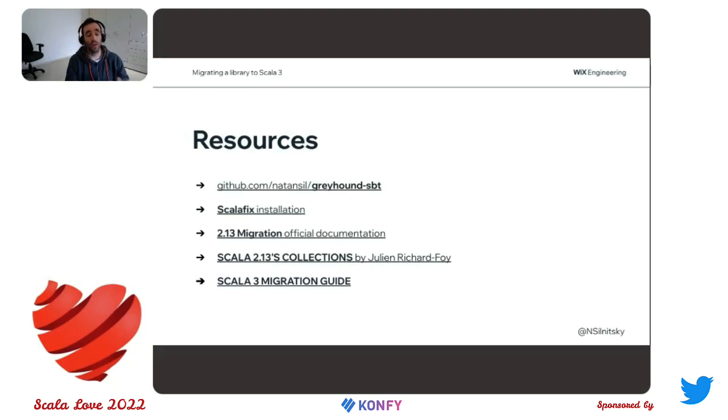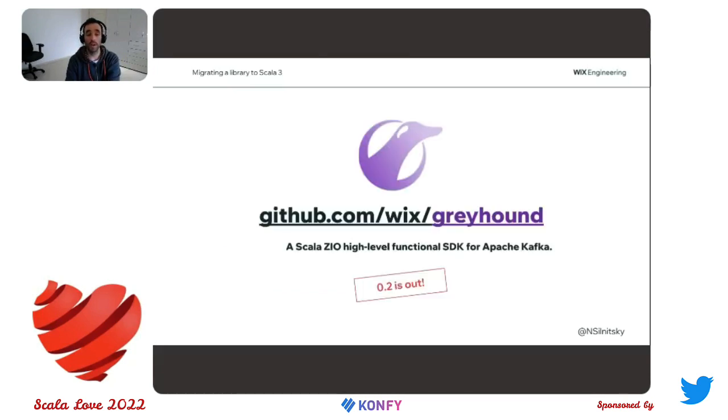So you can find all the process I had in different pull requests and commits in this dedicated repo on GitHub, Greyhound-SBT, that you can go and check out for yourself. And I put here all kinds of resources I used for the migration, like how to install ScalaFix. Most importantly, the last one is a very detailed step-by-step migration guide for Scala 3. And you should definitely check it out before starting the migration.